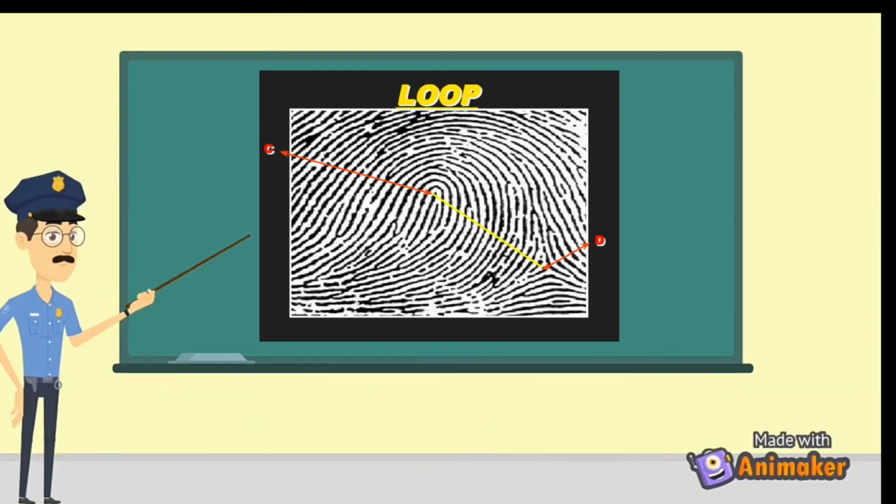This is an example of a loop. The fingerprint image on the screen has the three basic requirements to consider it a loop. First, it has a sufficient recurve. Second, it has a delta. And lastly, it also has a ridge count across a looping ridge.